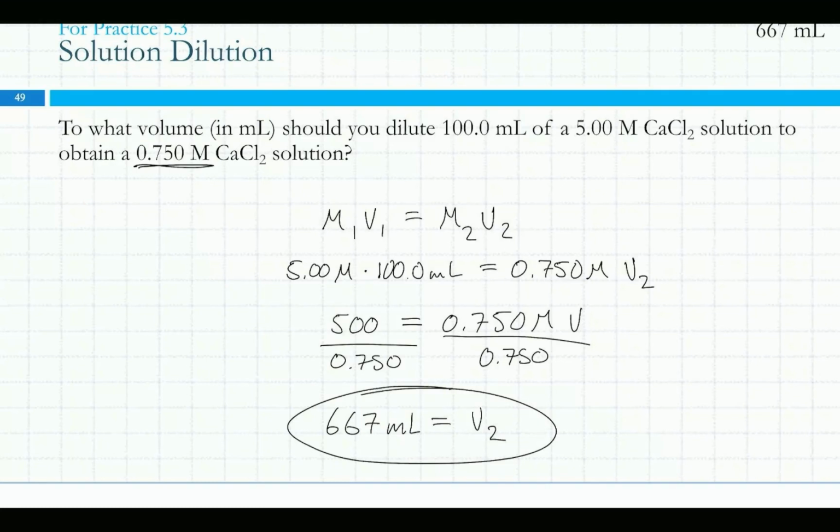So the one thing to note here, I did this in milliliters. Molarity is moles per liter. The liters in the two molarities end up canceling out. So whatever volume unit you put in is the volume unit you get out. So if I'd started with liters for V1, I would get liters for V2. If I put in milliliters for V1, I get milliliters for V2.